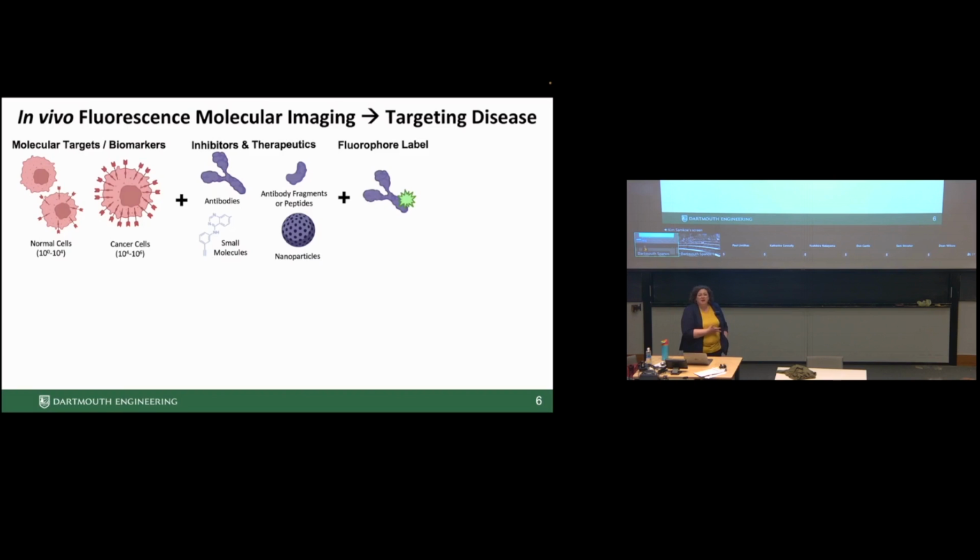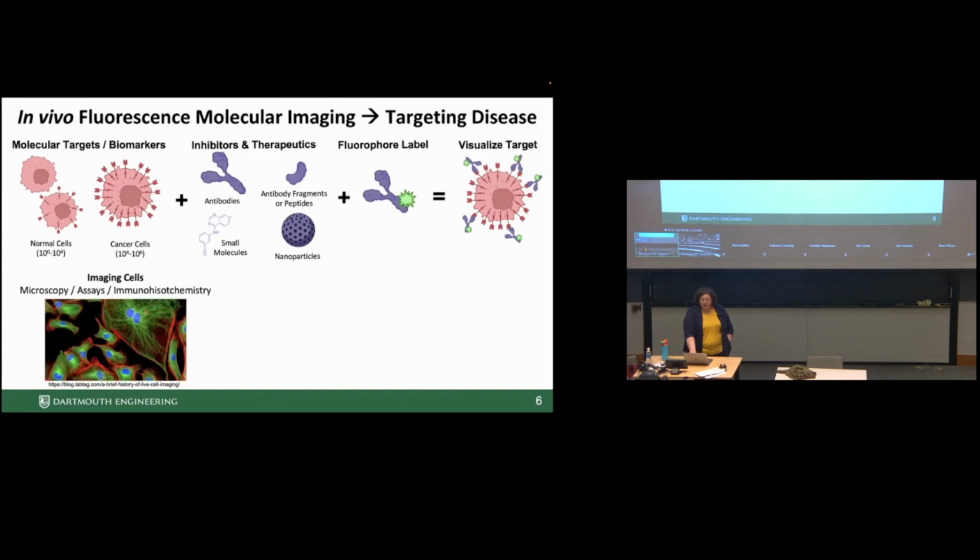We can also help design new proteins or new imaging agents from scratch. And so these can really vary in size from small molecule inhibitors all the way up to nanoparticles. But the key is we tag them with a fluorescent label, and then these molecular agents can then bind to the biomarker that we're interested in on the cell surface.